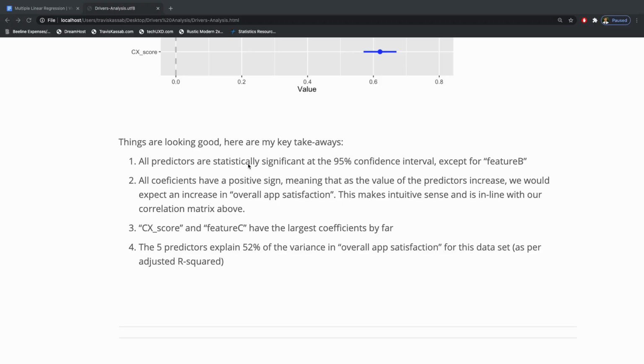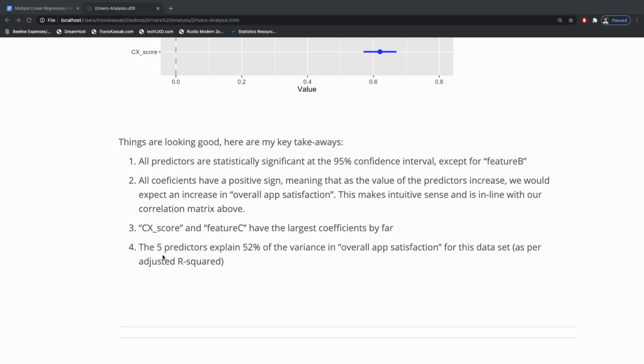All predictors are statistically significant at the 95% confidence interval except for feature B, okay? All coefficients have a positive sign. We just talked about that. This makes intuitive sense. Awesome. Number 3, CX score and feature C have the largest coefficients by far. So this is definitely going to fit in somewhere in our final analysis or recommendations to the product team. And the 4th is that the 5 predictors explain 52% of the variance in overall app satisfaction.